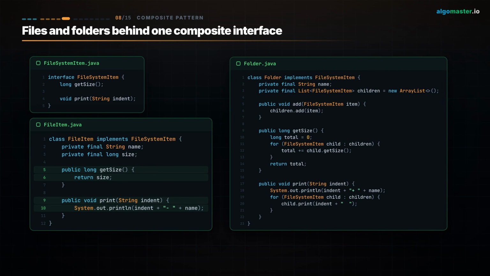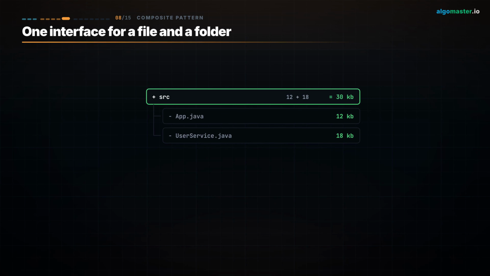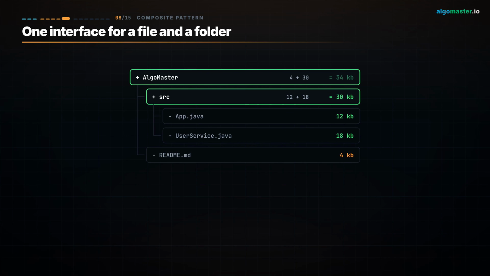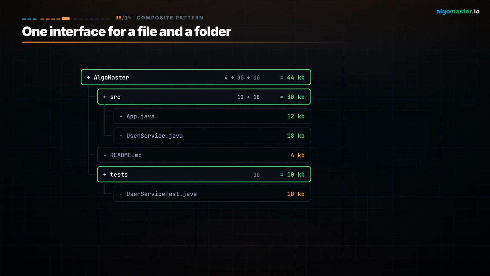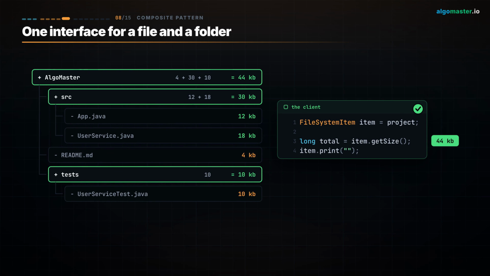A file is the simplest type of object and simply returns its own size and prints its own name. A folder contains other file system items and delegates the operation to them. When we ask a folder for its size, it asks every child for its size and adds the results together. This recursive structure is what makes the pattern so powerful. Now we can build an entire directory tree. The client can now treat the entire folder tree exactly like a single file system item.